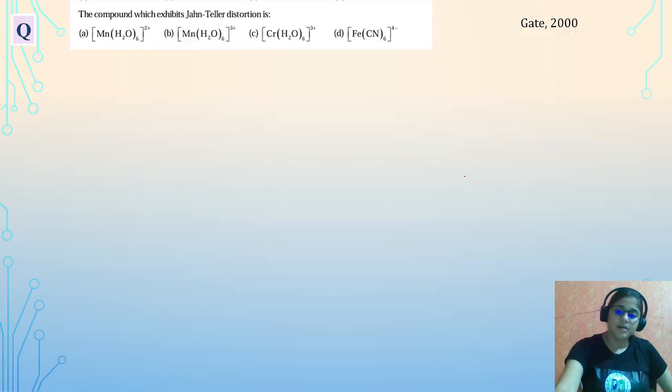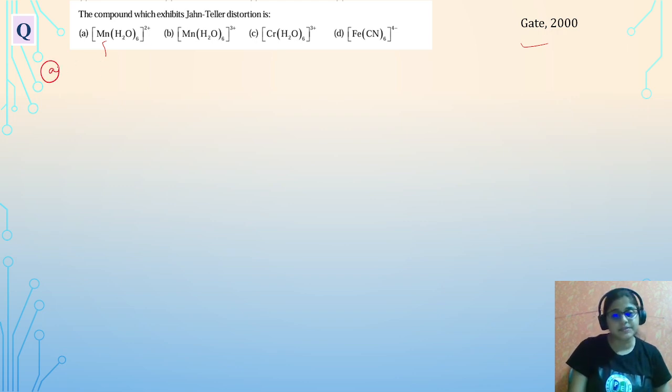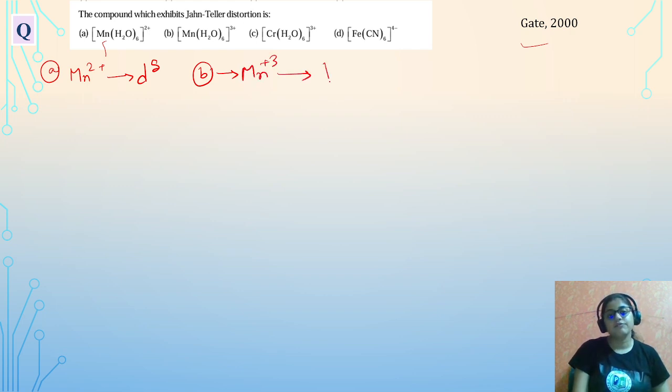Okay. Now coming to the question, it is asked in GATE 2000. The compound which exhibits Jahn-Teller distortion is... So we have to first have an idea about the electronic configuration of the metals. Option A, Mn2+, is d5, right? B, Mn3+, will have d4 configuration. Fine. C, chromium 3+, d3.